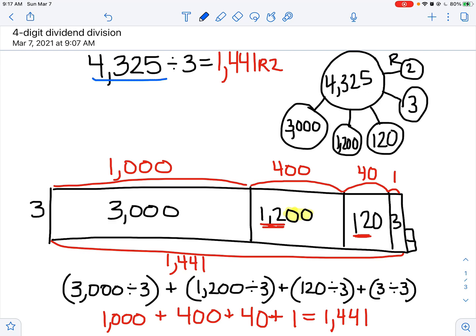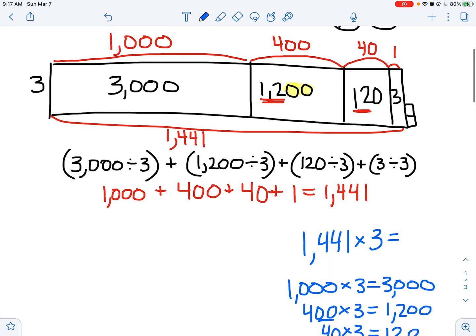And recognize here, guys, that this ends up looking exactly the same. 1,000 times 3 equals 3,000. 400 times 3 equals 1,200. So you'll see as you do your partial products to solve it, it's going to end up looking very similar to your area model.